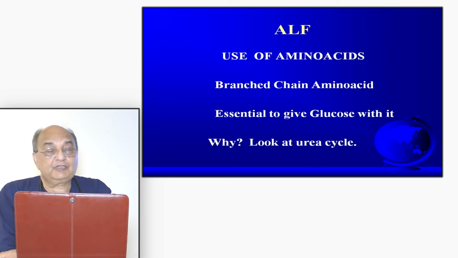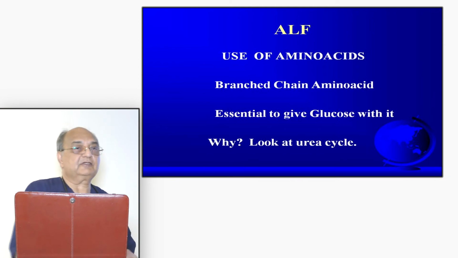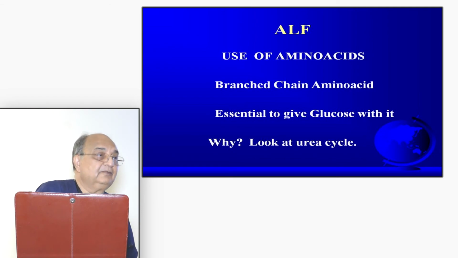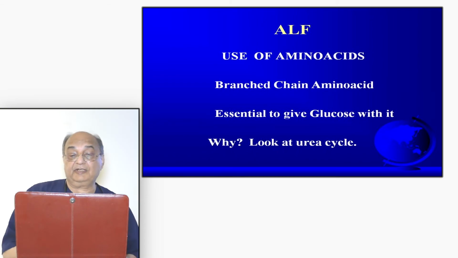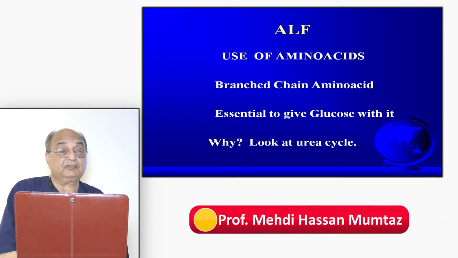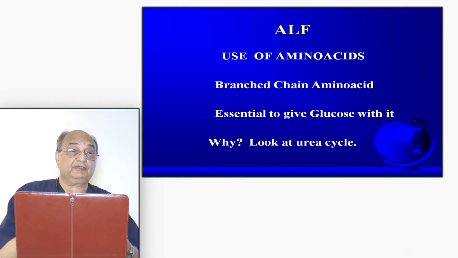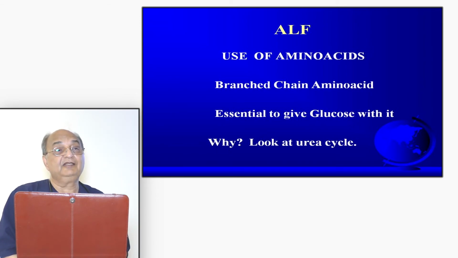Acute liver failure and the use of amino acids, because our gastroenterologists also use amino acids in acute liver failure, especially the branched chain amino acids. If you look at the metabolism of branched chain amino acids, why would we give them? Because they will consume the ammonia which is produced by the liver failure, and they consume HFP, so you have to give branched chain amino acids.